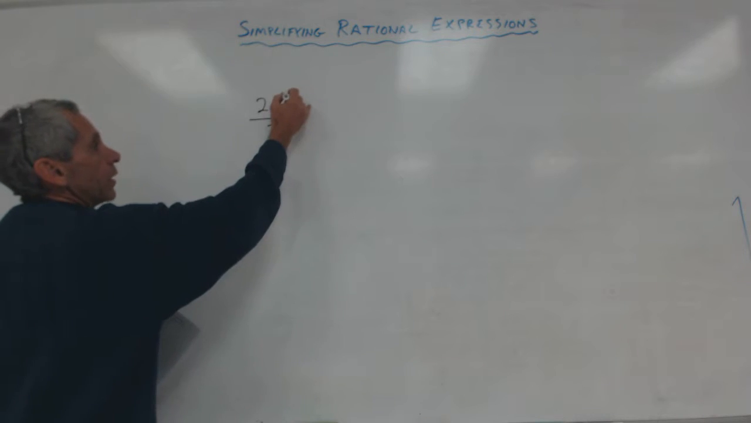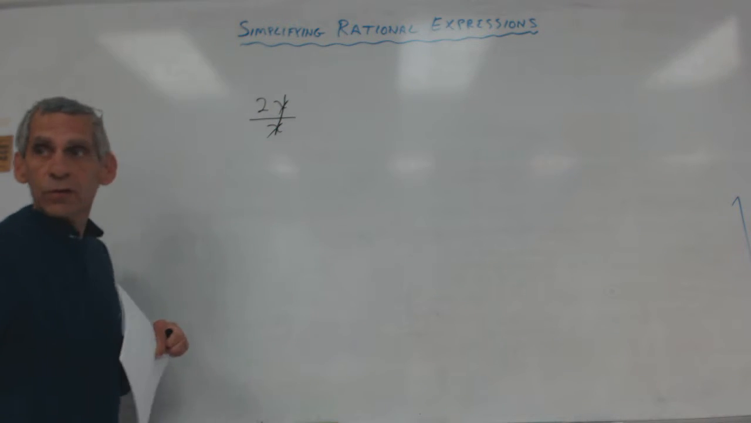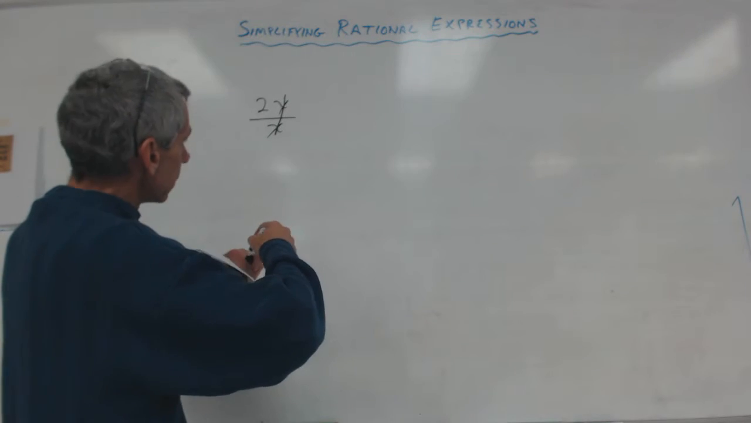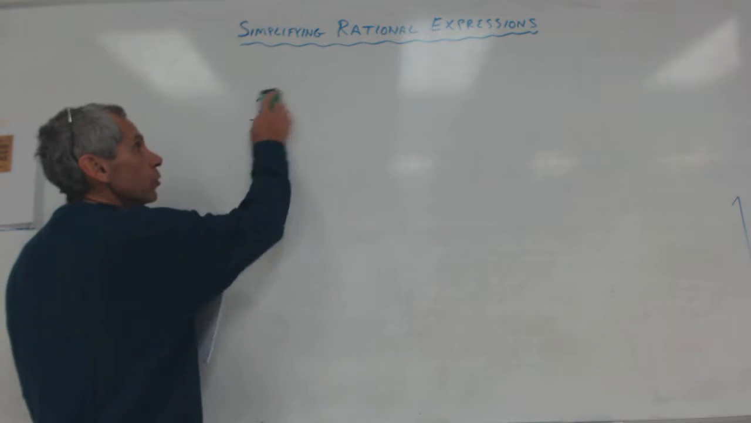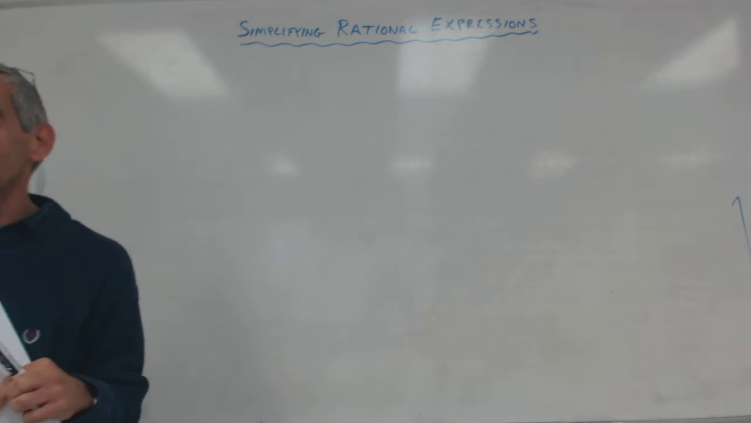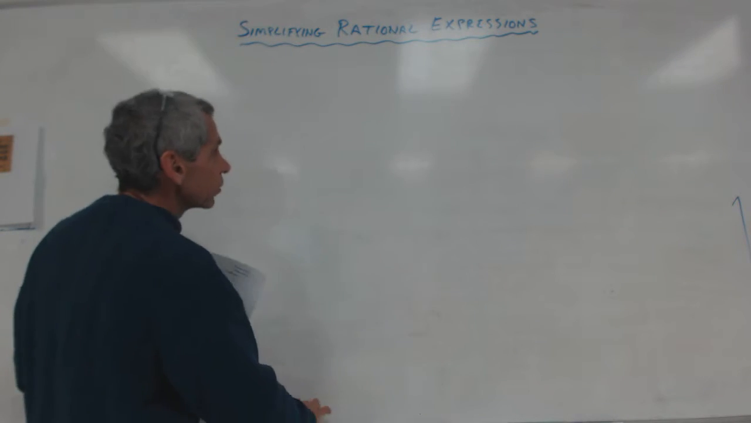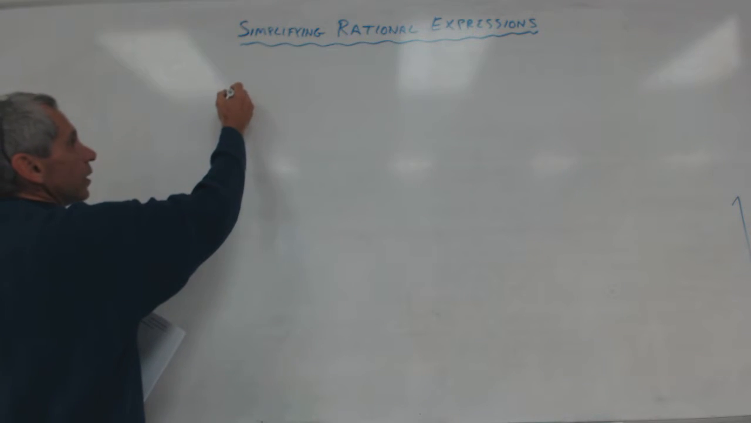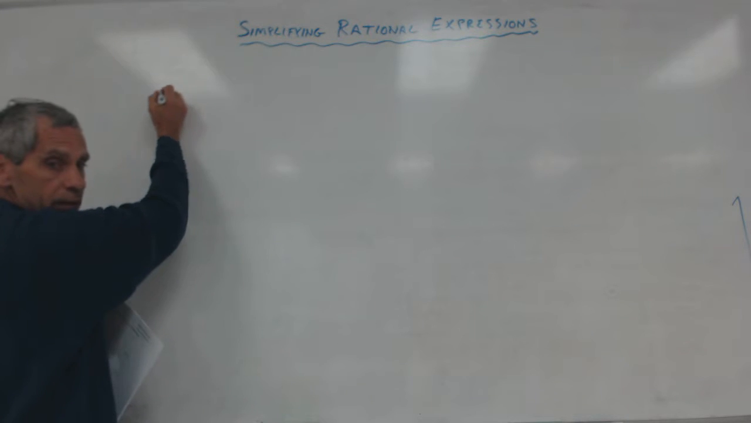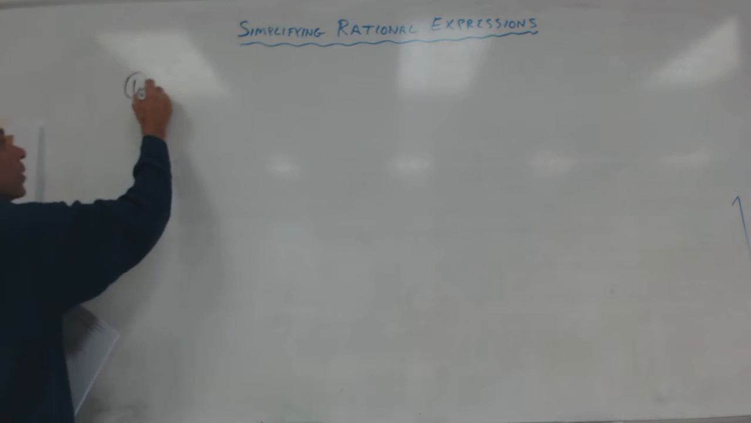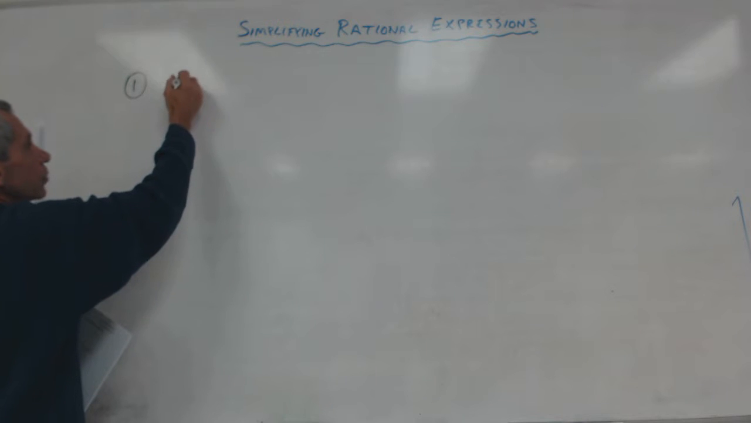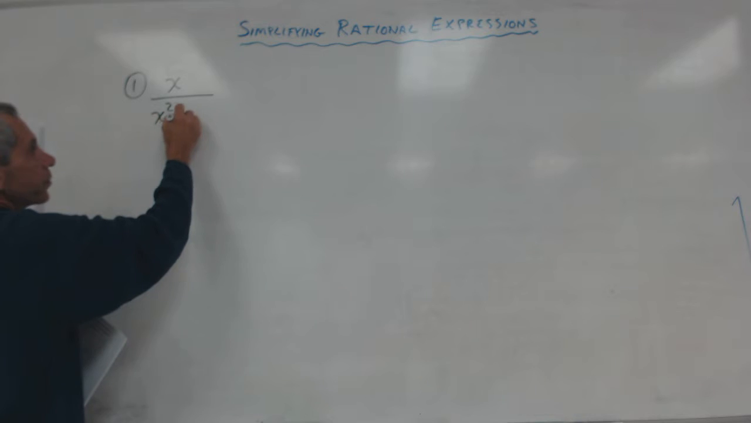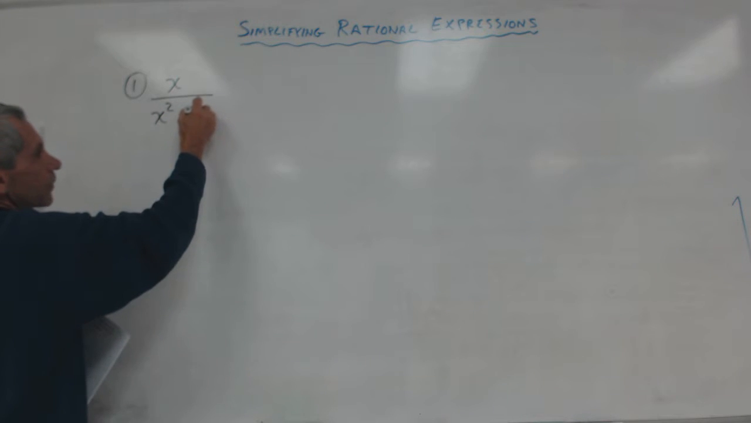All right, so look, that x over x can be crossed out, right? Okay, so that's what we're trying to do, find things that are similar upstairs and downstairs that we can cross out. So let's say I gave you something like this. Here's our first one. We've got x over x squared minus 5x.